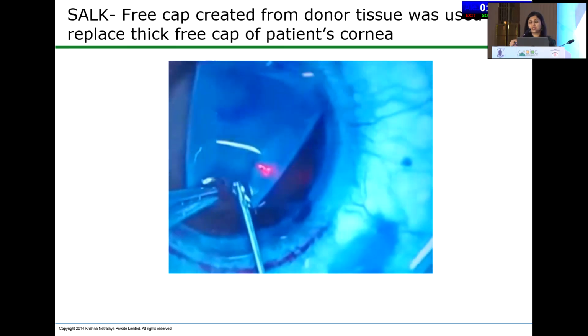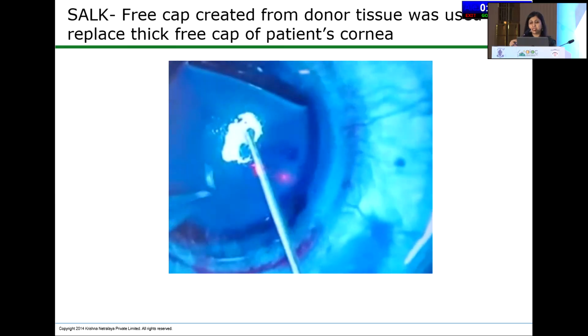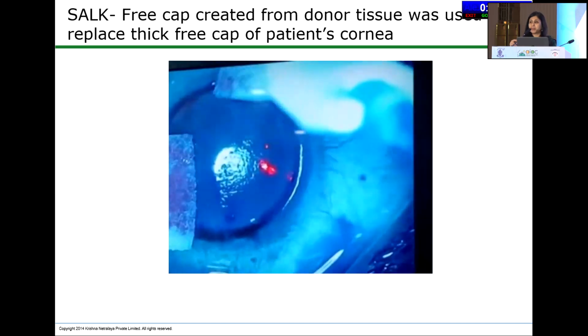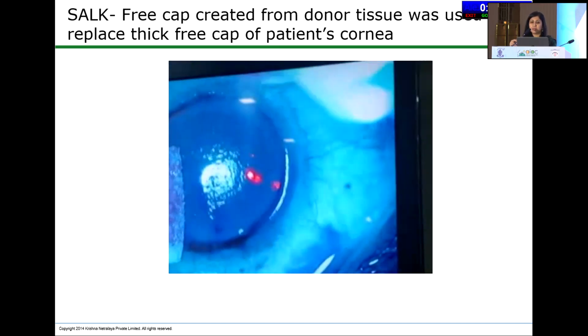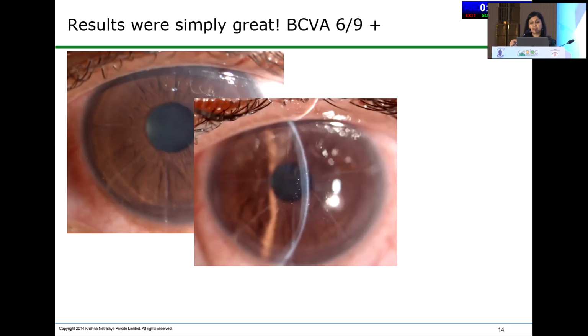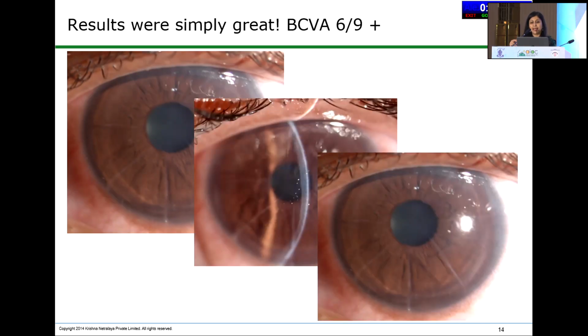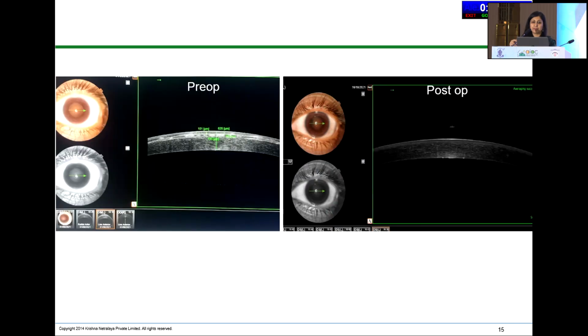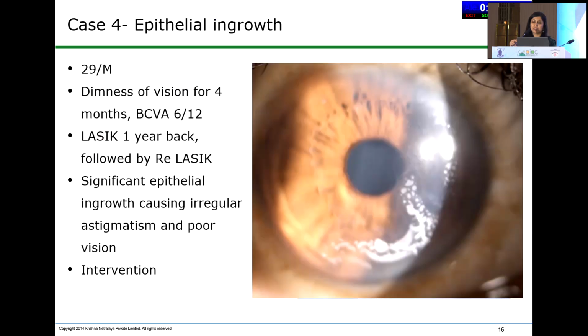We did not use sutures here, though there are reports where they have mentioned that sutures may be used to prevent epithelial ingrowth later. Somehow this patient did well and we did not use any sutures here. Results were great. The vision improved to 6/9 and we were very happy with these results. So as you can see here, the AS-OCT pictures in pre-op and post-op, the patient did really well.